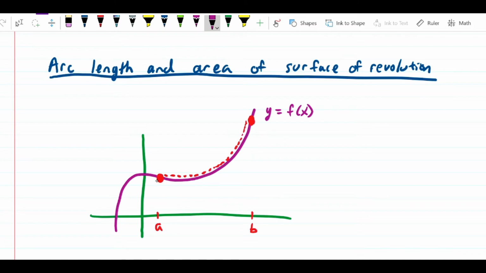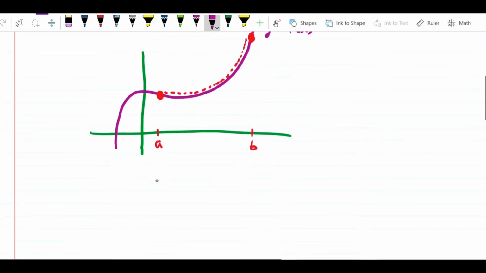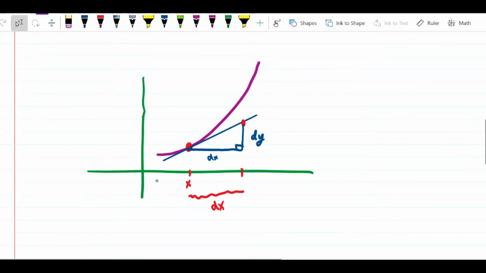Before I give you the formula for this, and this really is essentially just a formula that you have to know, let me just show you how we would get to this point. So imagine that we want to find the length of this segment between these two dots along the purple curve. As we often do in calculus, we approximate a length by using a tangent line.